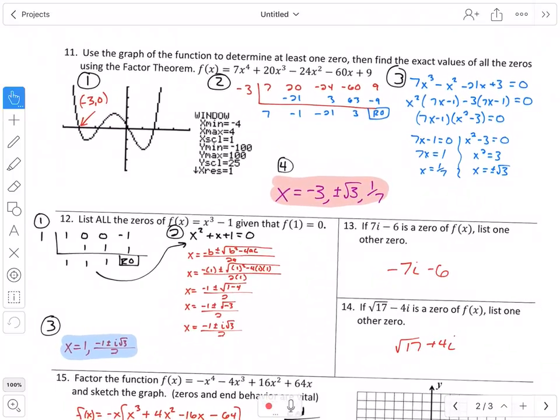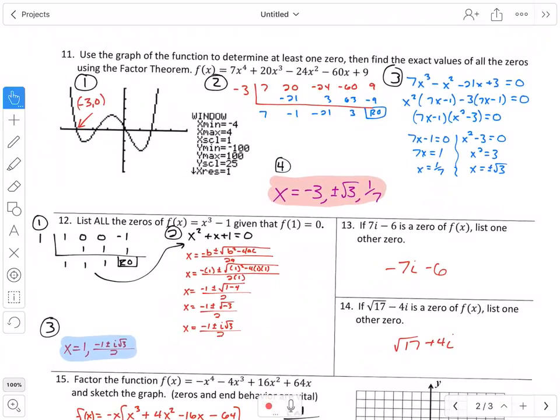Number 11, use the graph of the function to determine at least one 0. Then find the exact values of all the zeros using the factor theorem. So it looks like, to me, this is crossing at -3, at -1 point something, a little bit to the right of 0, a little bit to the left of 2. You want to choose the x-intercept that's an integer, and it appears that -3 is an integer.